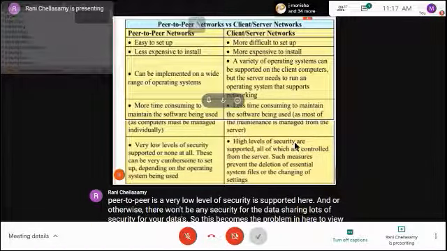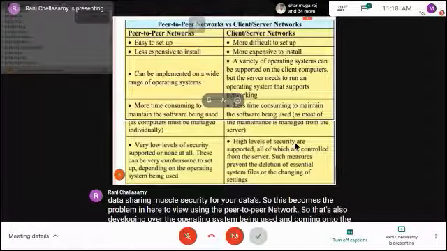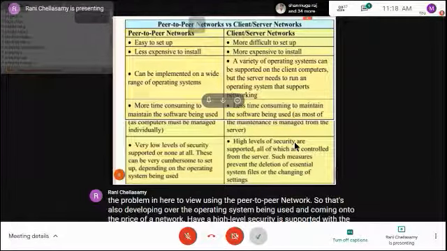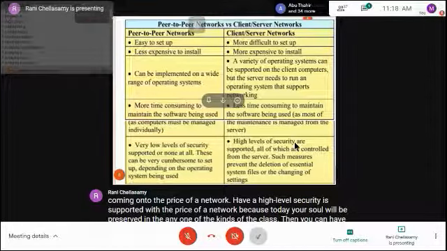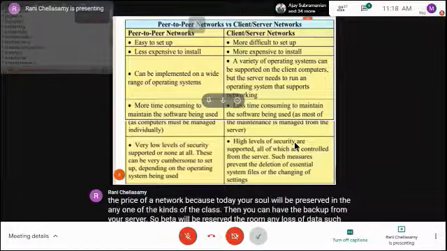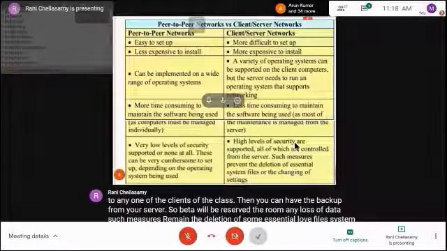Coming to the client-server network, a high level of security is supported, because all the data will be preserved. If any one of the clients crashes, you can get the backup from your server, so there won't be any loss of data. Such measures prevent the deletion of essential files and system files, and changing of settings is prevented from other users. So security is maintained in the client-server network.